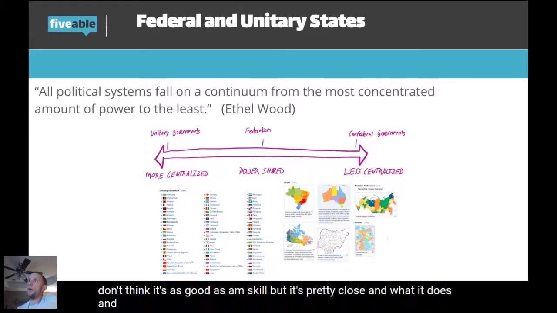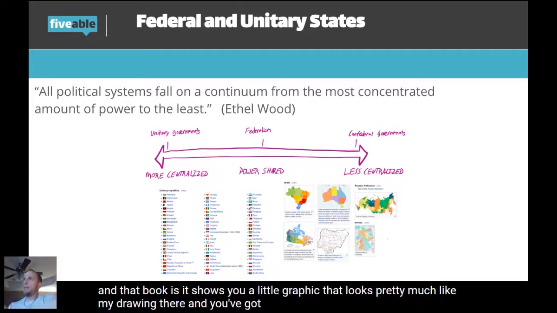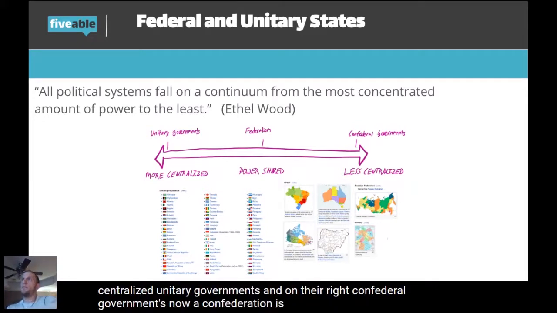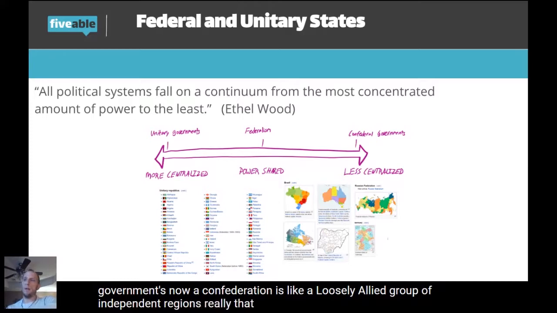And what it does in that book is it shows you a little graphic that looks pretty much like my drawing there. And you've got on the far left your more centralized unitary governments, and on the right, confederal governments. Now, a confederation is like a loosely allied group of independent regions, really, that together collectively make up a country or a group of people.